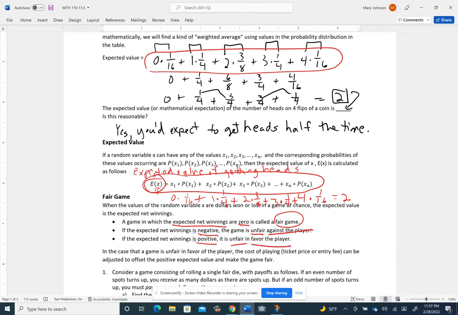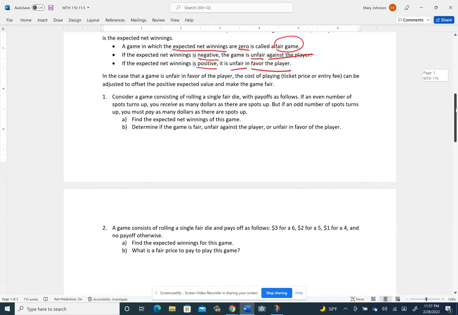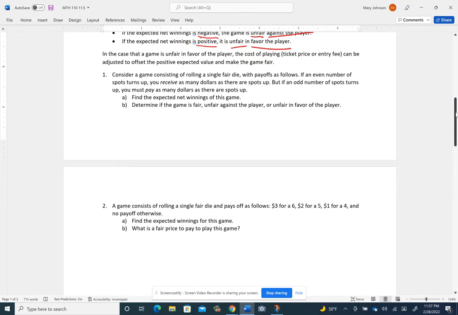If the expected net winnings is positive, it's unfair, but it's unfair in favor of the player. Okay. All right. And then sometimes if a game is unfair in favor of the player, then what we can do is adjust the ticket price or the cost of the raffle ticket so that the expected value winds up being fair, the net winnings wind up being 0, and the game would be considered fair. So let's do a problem or two and get the hang of this. So we're going to do a couple problems that deal with just rolling a die. All right.